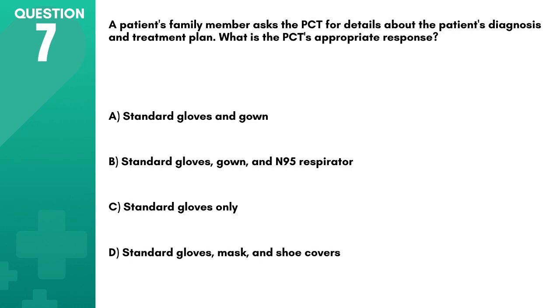Question 7. A patient's family member asks the PCT for details about the patient's diagnosis and treatment plan. What is the PCT's appropriate response? A. Let me get the nurse, they can discuss the medical details with you. B. The patient has a condition called pneumonia, which is an infection in the lungs. C. I'm not supposed to discuss patient information, but everything is fine. D. You'll have to wait until the doctor comes in to find out.